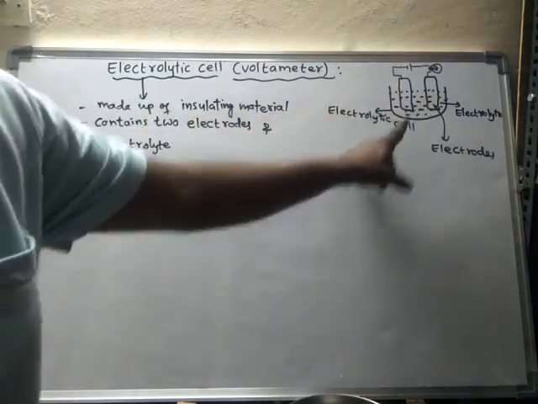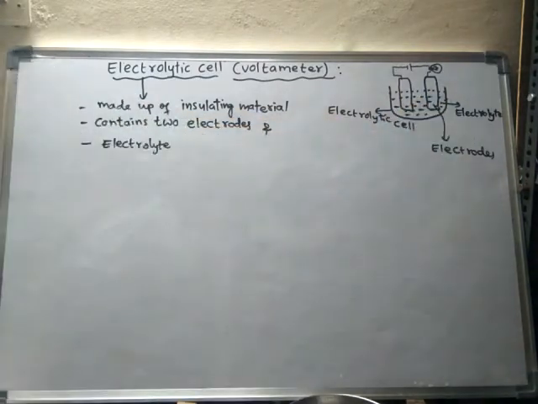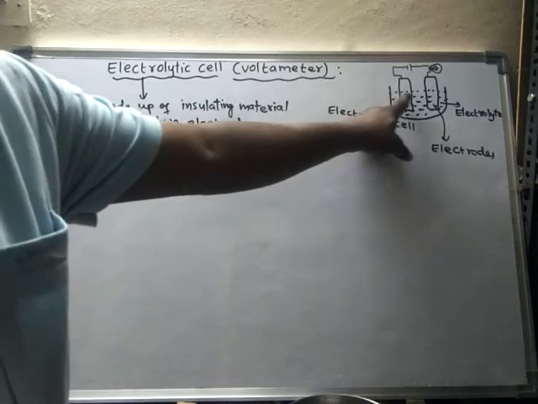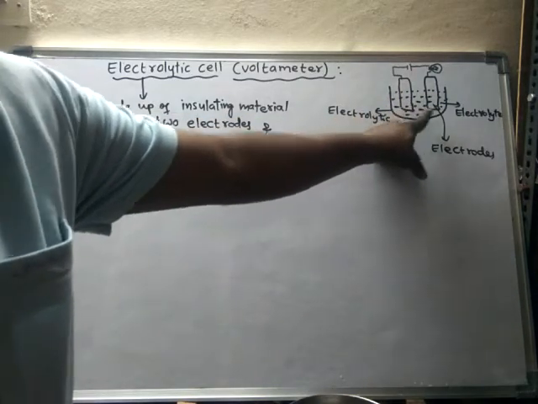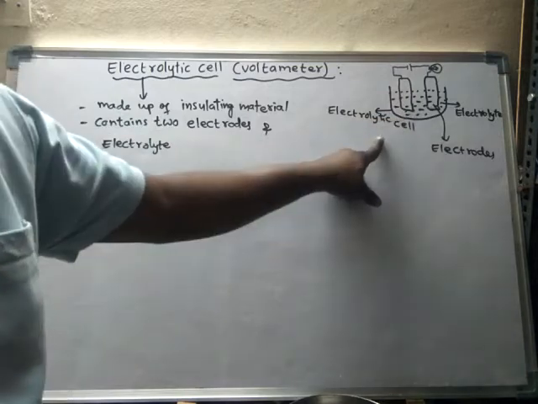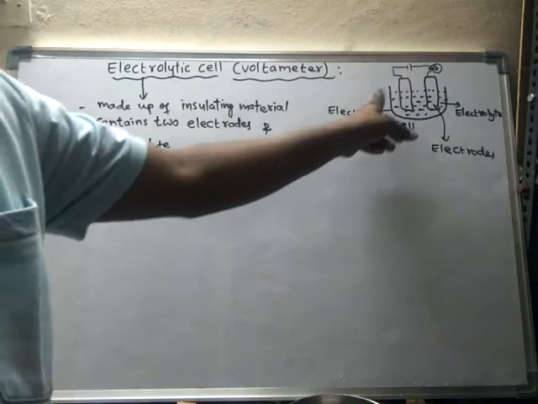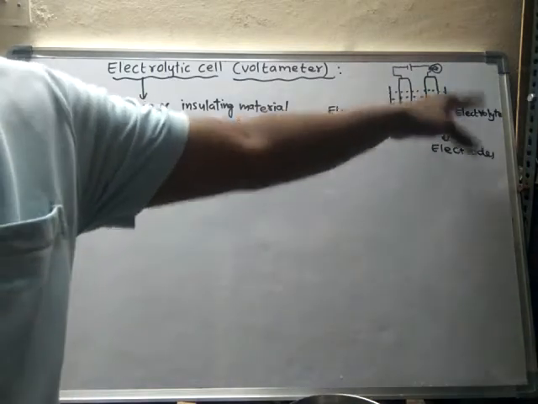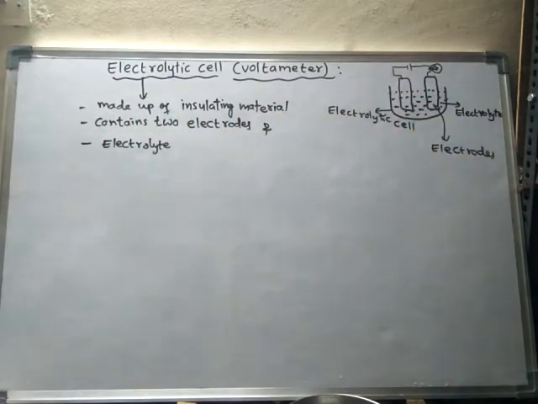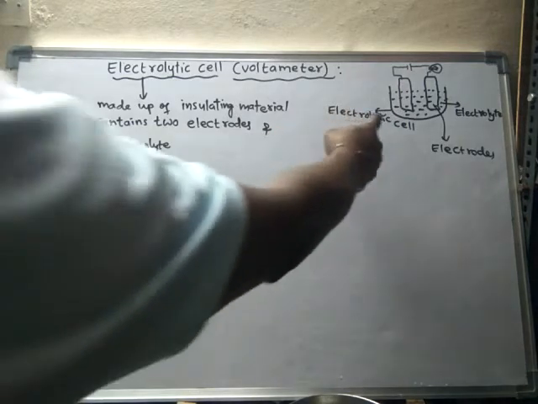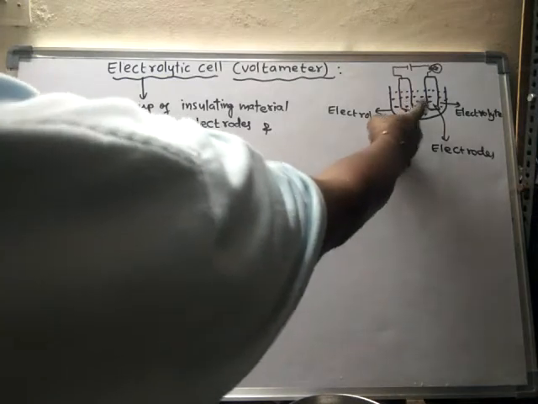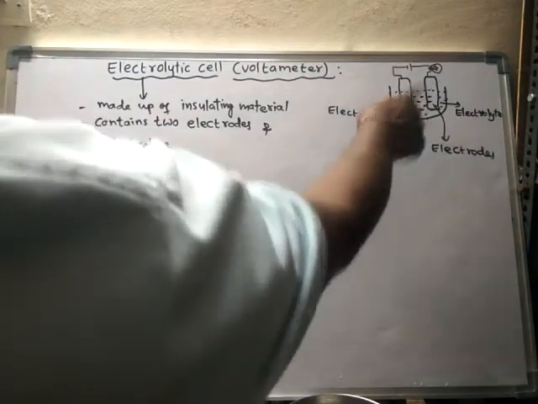These are the two electrodes which are present in the electrolytic cell, and also the electrolyte, the liquid which is poured into this electrolytic cell. So here this is called the electrolyte. All this together, collectively, is called the electrolytic cell. The electrolytic cell contains electrodes and electrolyte.